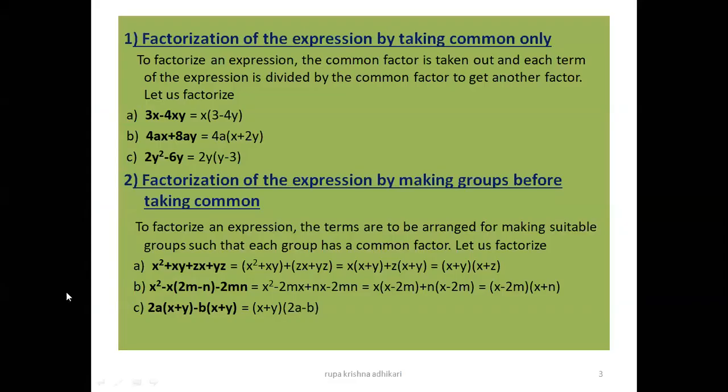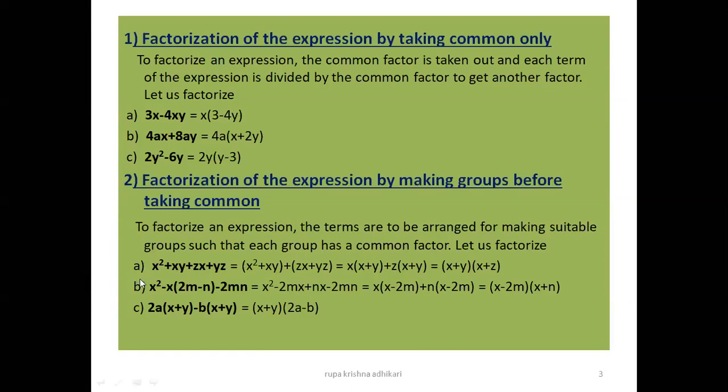Okay. x square plus xy plus xz plus yz. Now can you see here any common term out of these 4 terms? In these 4 terms, no. In such a case, we are going to arrange these terms so that we can get suitable groups that can be taken common out.